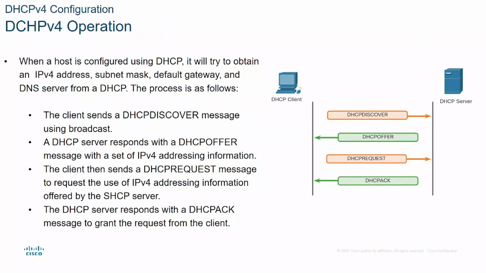There's a video on how to configure a DHCP, but you need to know that when a host is configured using DHCP, it will try to obtain an IPv4 address, subnet mask, gateway and DNS server from a DHCP server. How it is done is that the client sends a DHCP discover message using broadcast. The DHCP server then responds with a DHCP offer message with a set of IPv4 addressing information. The client then sends a DHCP request message to request the use of the IPv4 address information offered by the DHCP server.